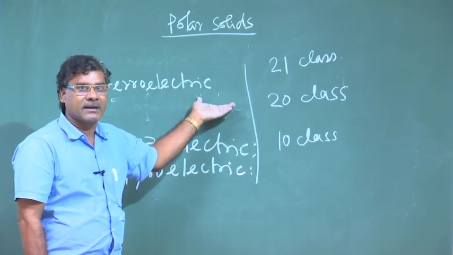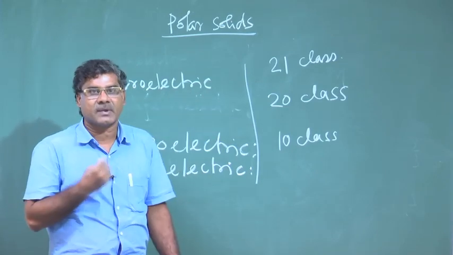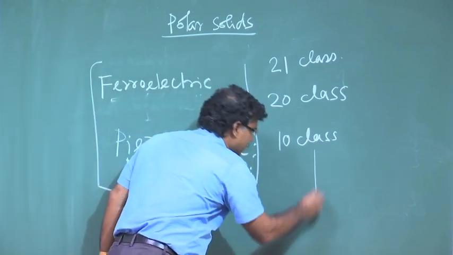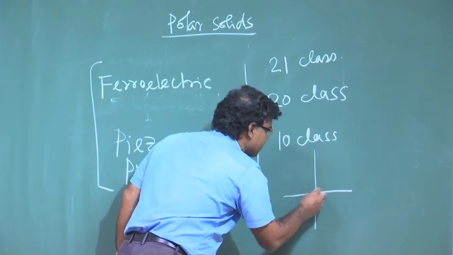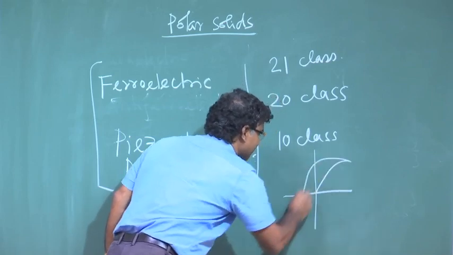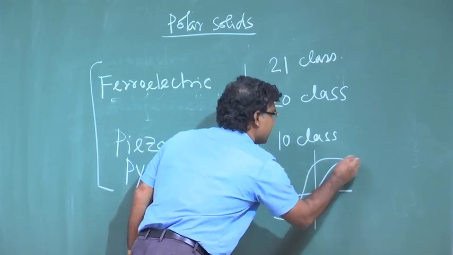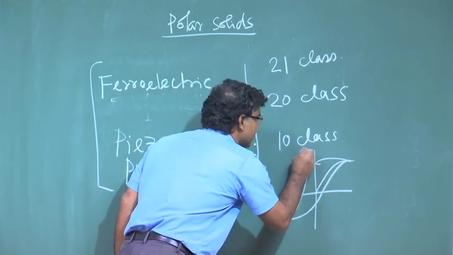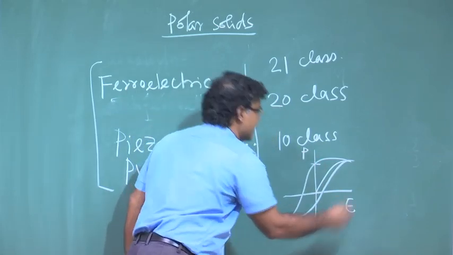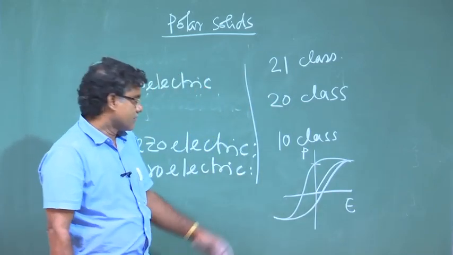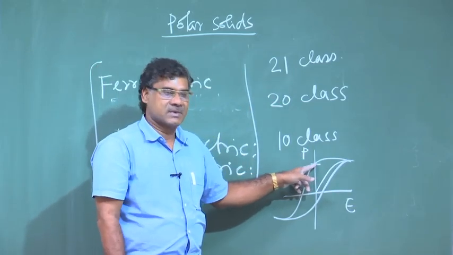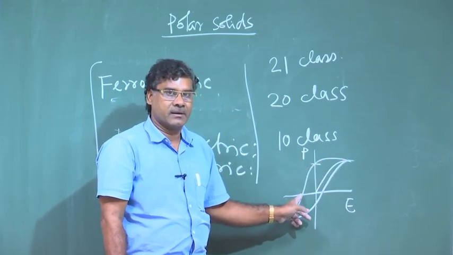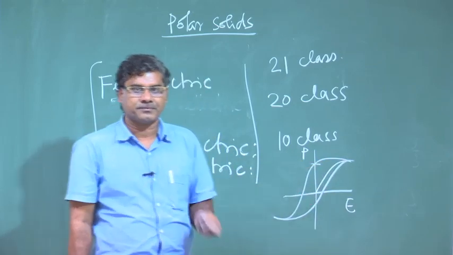Now, it is ferroelectric, it is similar to ferromagnetic. Okay. So, it has a hysteresis loop, right. So, these are called P versus electric field. So, this remanent polarization, saturation polarization, coercive field, the coercive electric field.